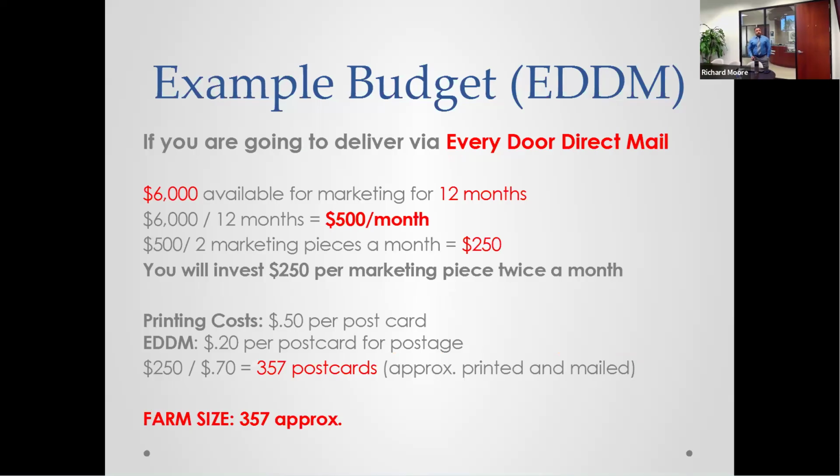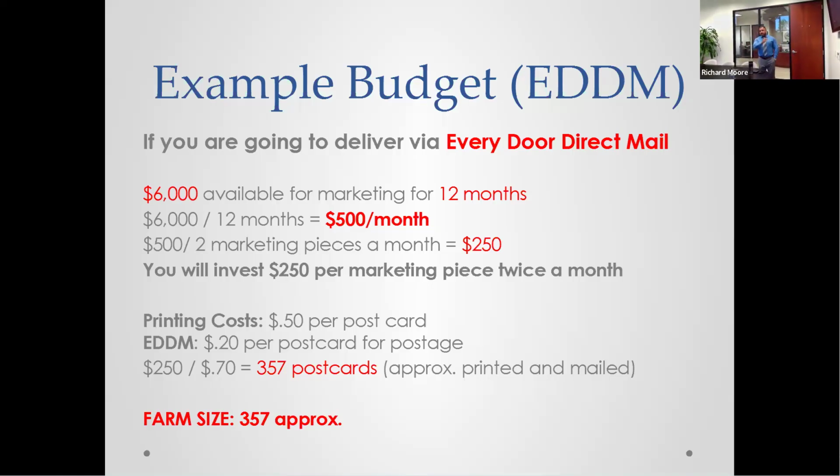Example 2 is mailing via EDDM, Every Door Direct Mail. We're using the same budget, $250 per mailing. Let's say it costs 50 cents to print the postcard and another 20 cents for the postage. This is a rough estimate. It might be a little bit more, I'm not sure, but we're going to use that price here. So $250 divided by 70 cents means you can send out 357. Your farm size will be about 357, around there.